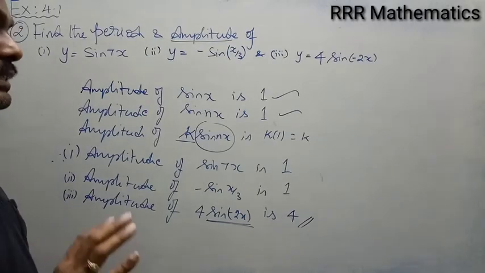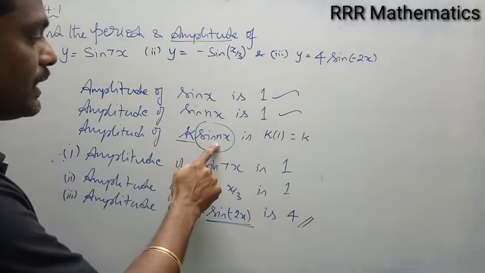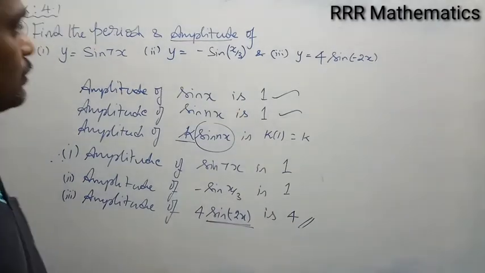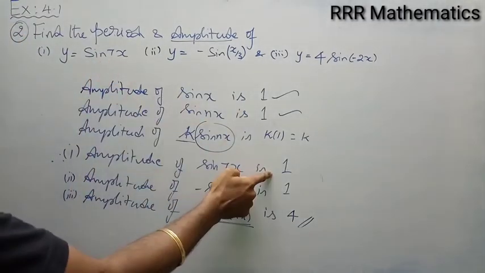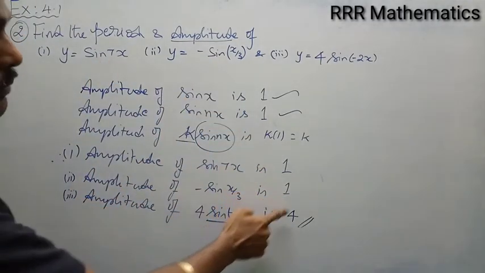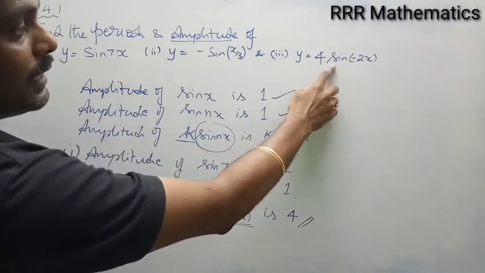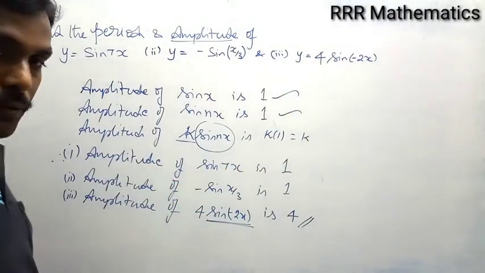Amplitude of sine nx is 1. Amplitude of k times sine nx is k into 1, k. So the very first case, the amplitude is 1. Even in the second case, the amplitude is also 1. For the third case, the amplitude is 1 into this 4, so 1 into 4 gives 4. Is it clear?